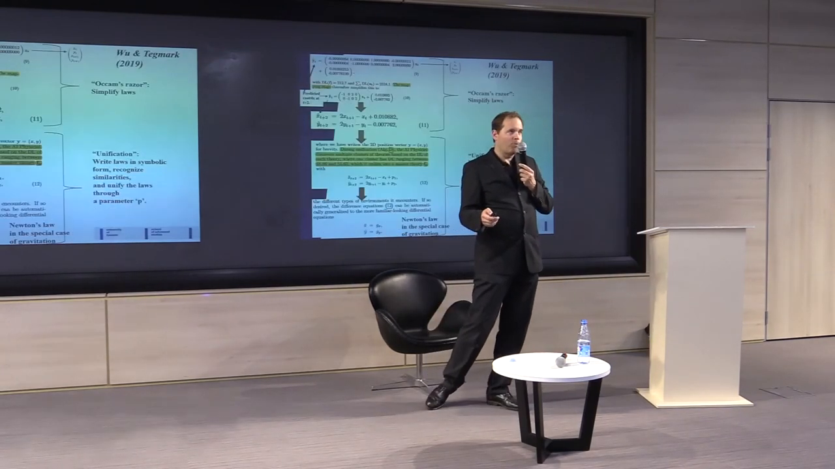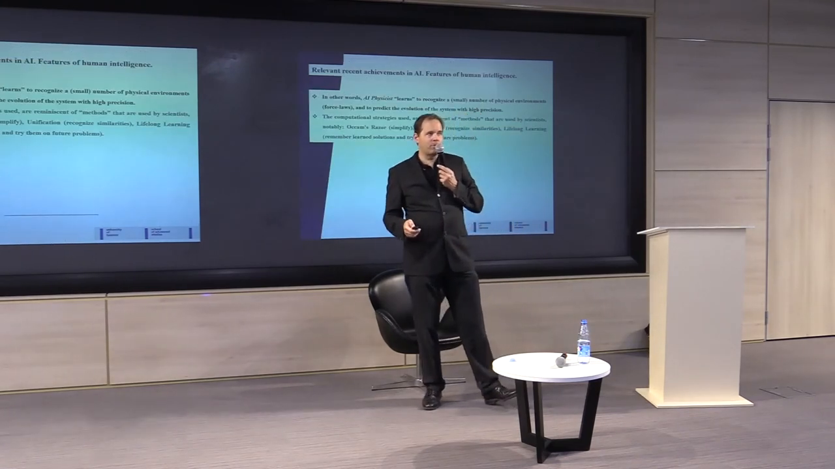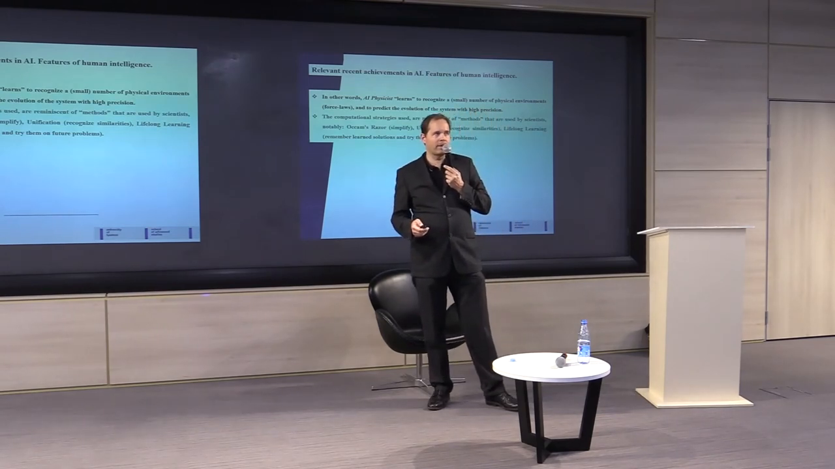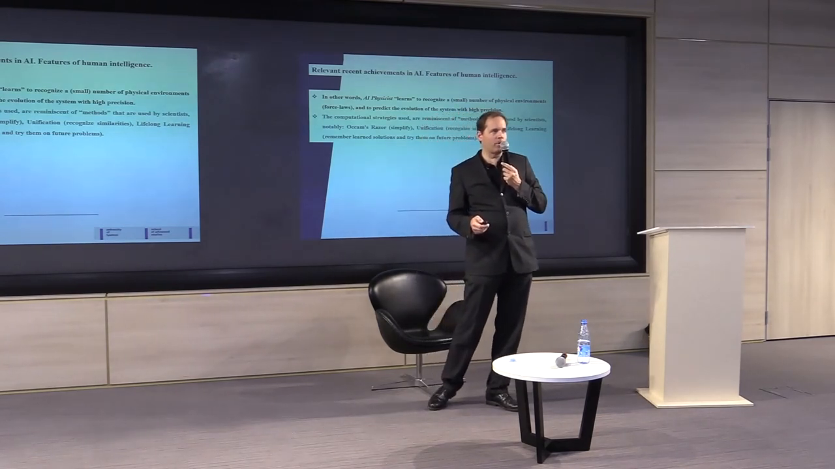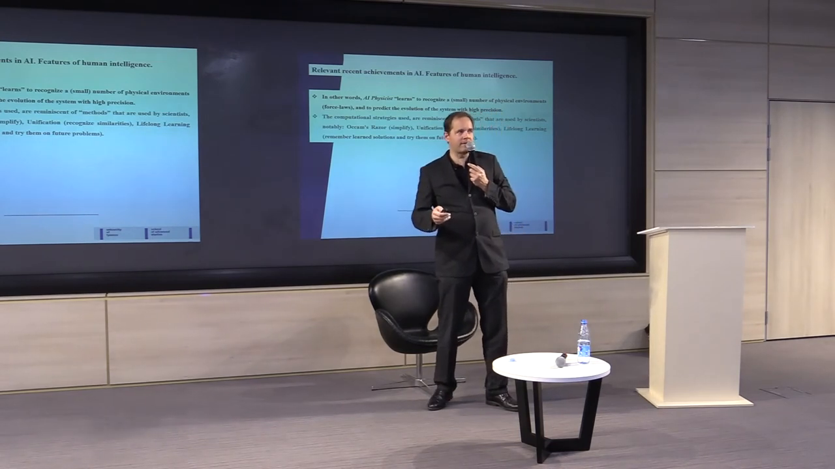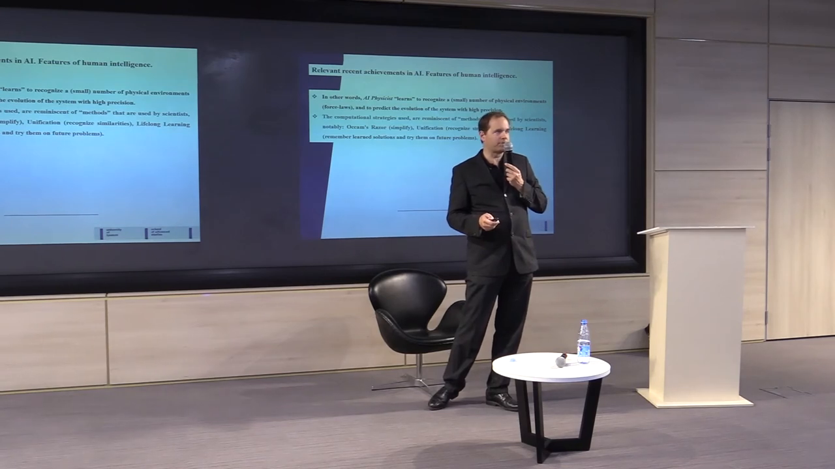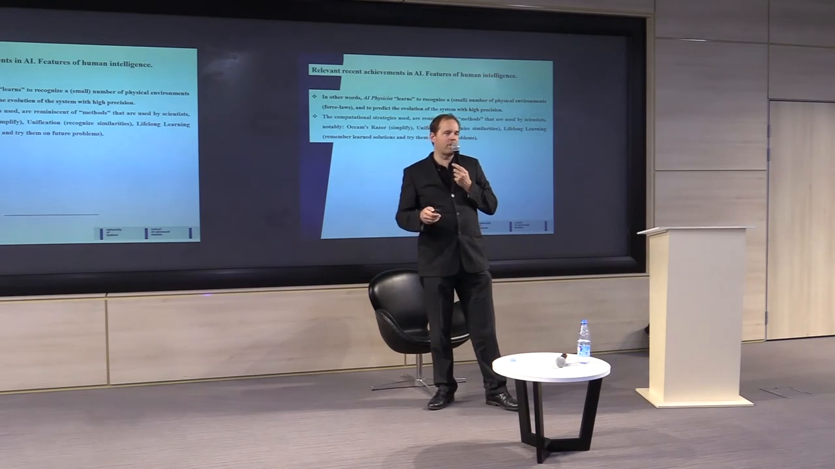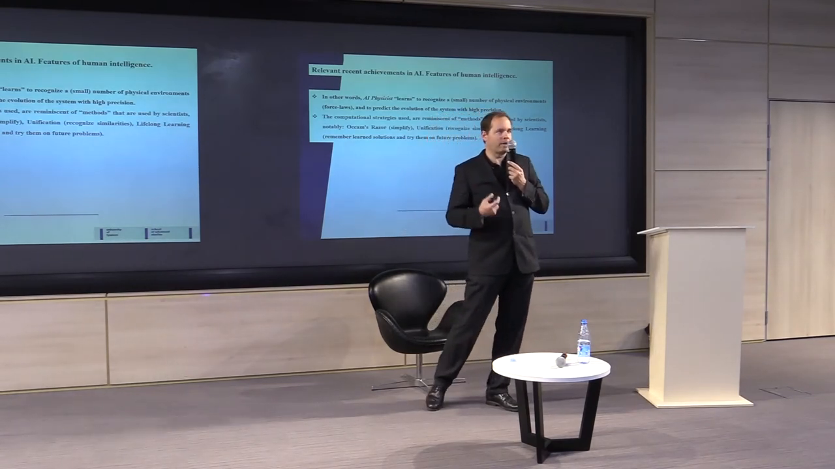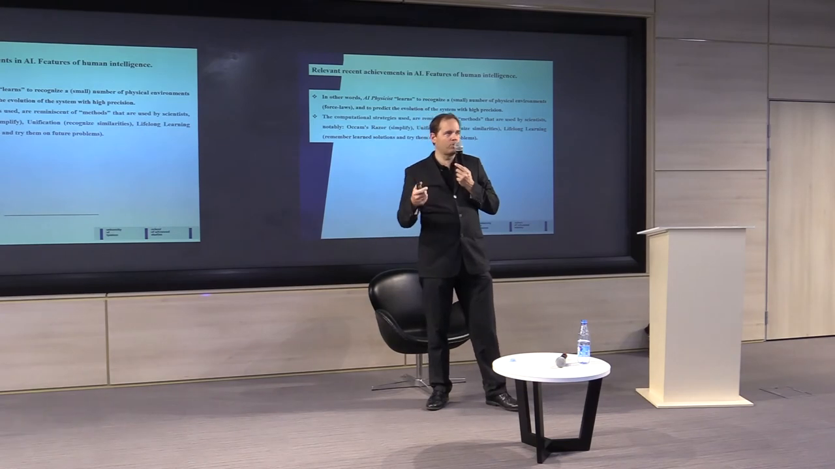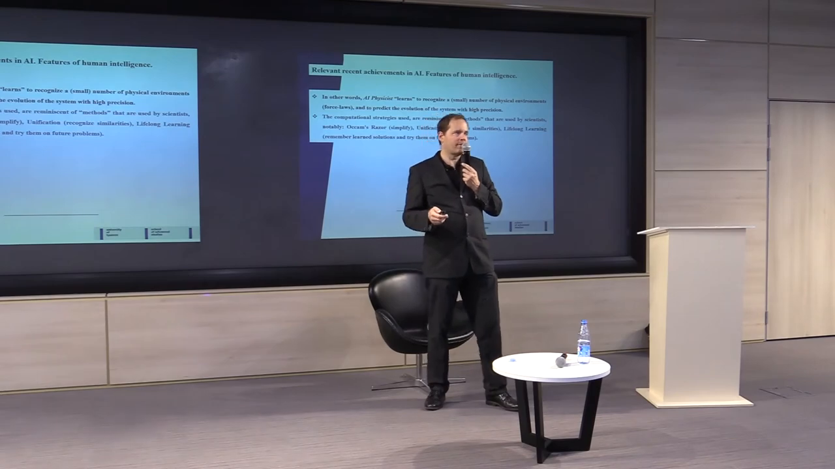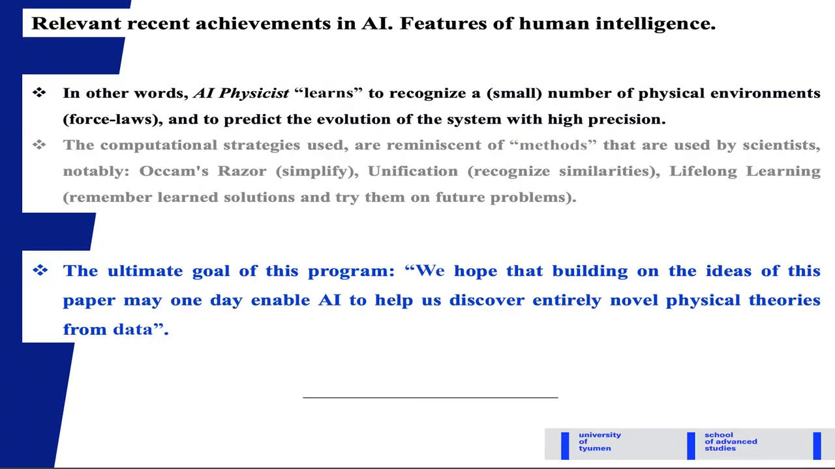They describe how they do it. In other words, this artificial neural net learns to recognize a small number of physical environments, in this case laws, and to predict the evolution of the system. The computational strategies used are a little bit similar, in a metaphorical way, to those used by real scientists, such as unification or simplification. But that's a detail for us now.